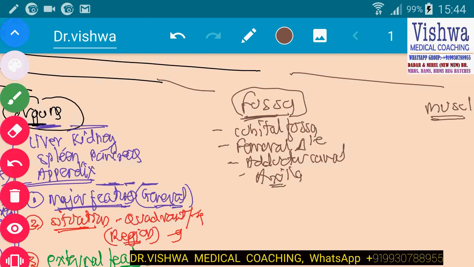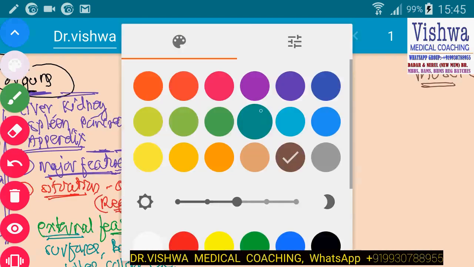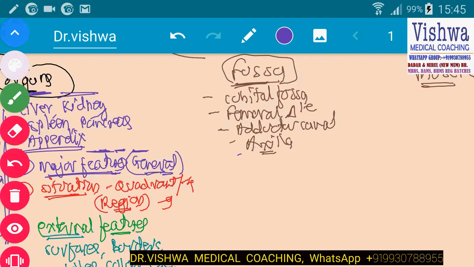जब ये पूछते हैं तो भी क्या लिखना है? What are we supposed to write or what are we supposed to read rather? Like for example, first is the location of the fossa. Like cubital fossa in front of the elbow joint. Femoral triangle in the groin region, in the upper part of the thigh. Adductor canal in the medial part of the thigh. Axilla, where the arm is connected to the trunk. So location.